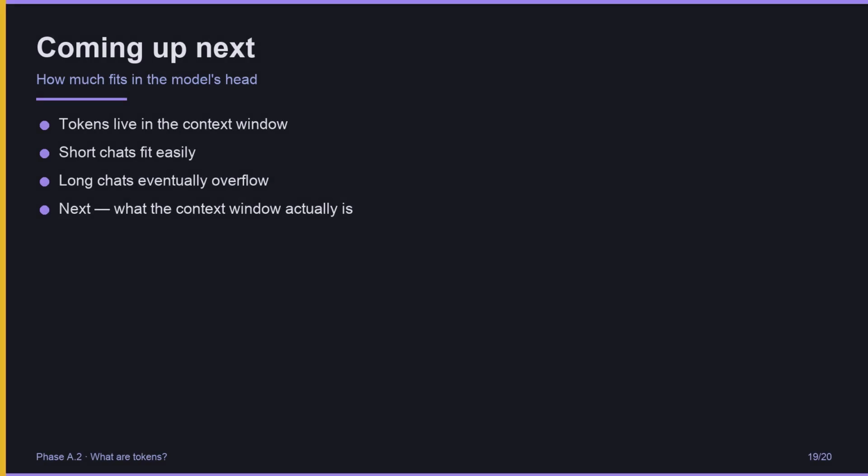Coming up next, how much fits in the model's head at once? Tokens do not live forever. They live in something called the context window, a fixed size slot that holds the conversation currently in play. Short chats fit easily. Long chats eventually overflow. In the next lesson, we look at what the context window actually is, and why it changes everything about how you should chat with an AI.